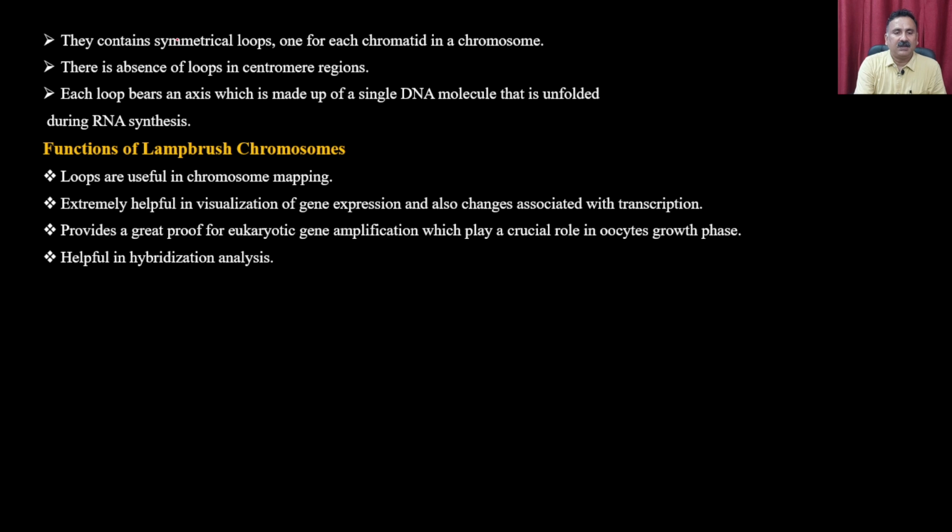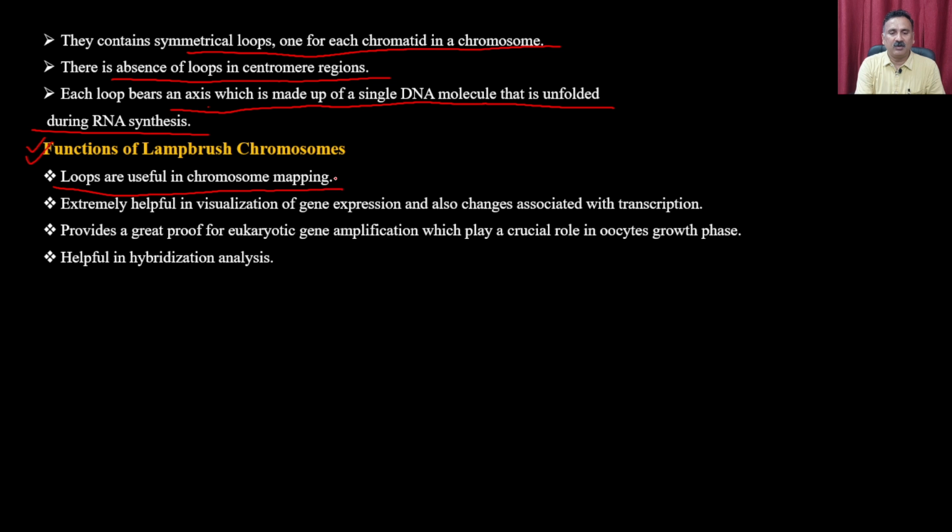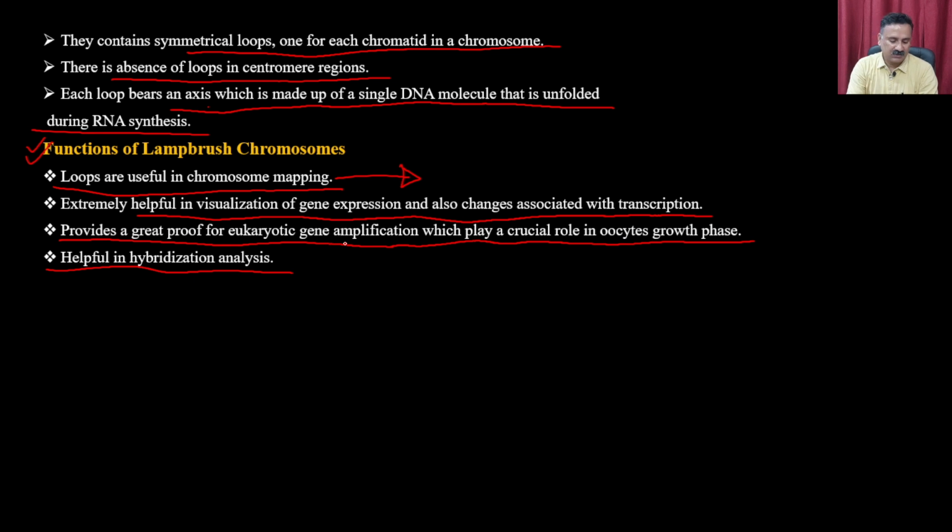They contain symmetrical loops, one on each sister chromatin in a chromosome, with absence of loops in the centromere region. Each loop bears an axis which is made up of a single DNA molecule that is unfolded during the RNA synthesis. What is the function of the Lampbrush chromosomes? Loops are useful in chromosomal mapping, extremely helpful in visualization of gene expression and also the changes associated with the transcription. It provides a great proof for the eukaryotic gene amplification which plays a crucial role in the oocyte development, and it is helpful in the hybridization results.